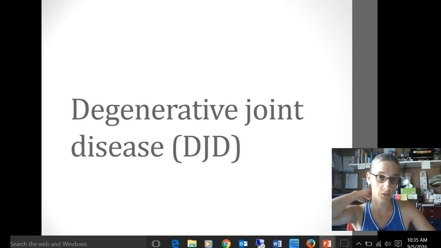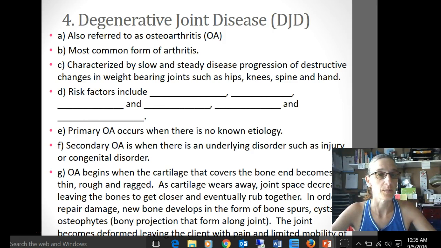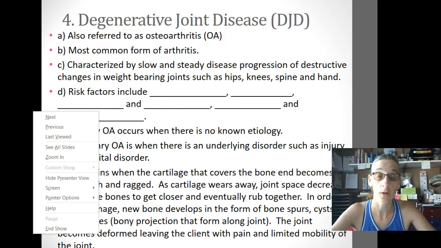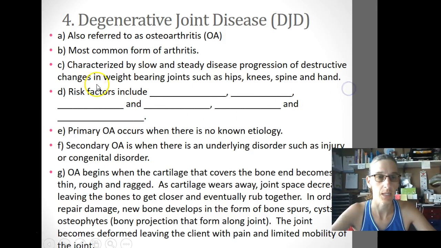So this is degenerative joint disease, also known as osteoarthritis. It is the most common form of arthritis. There are no remissions, no systemic symptoms, no malaise, fever, nothing like that. It's all localized issues. It's characterized by slow and steady disease progression of destructive changes in the weight-bearing joints. So that's the key to this: hips, knees, spine, and hands.